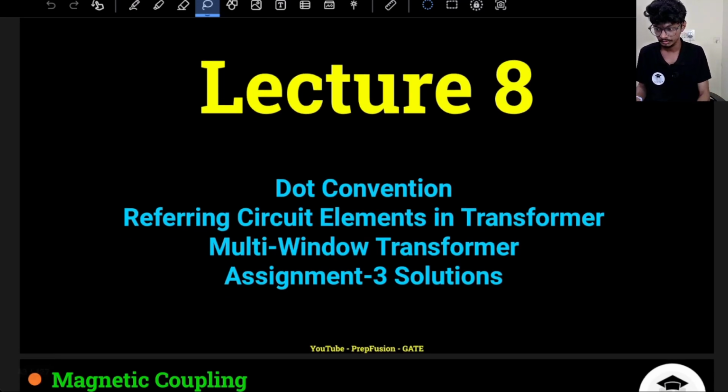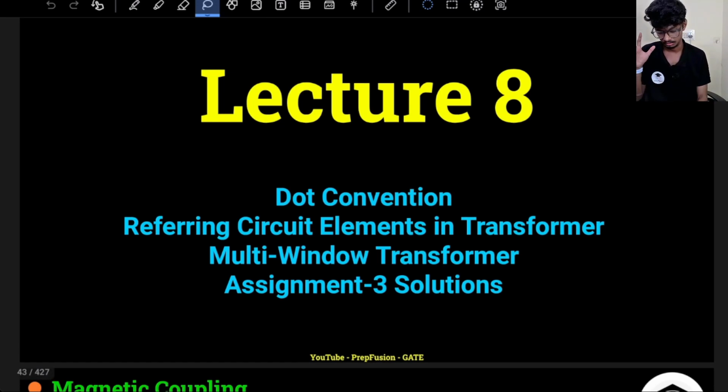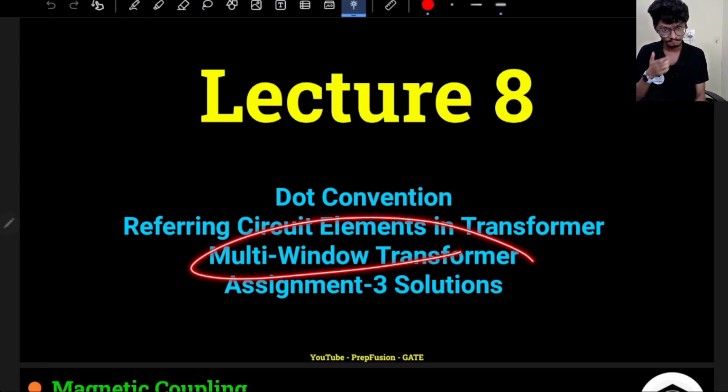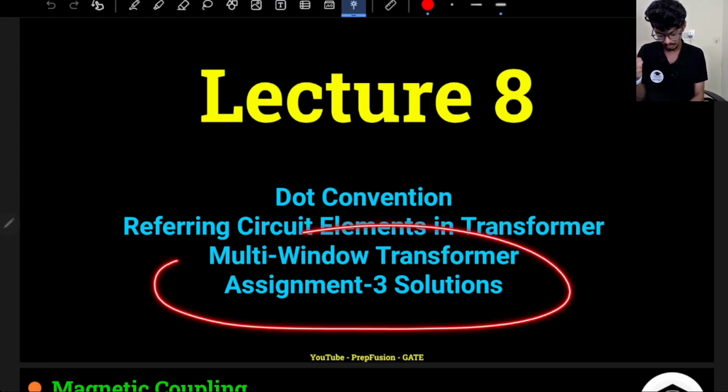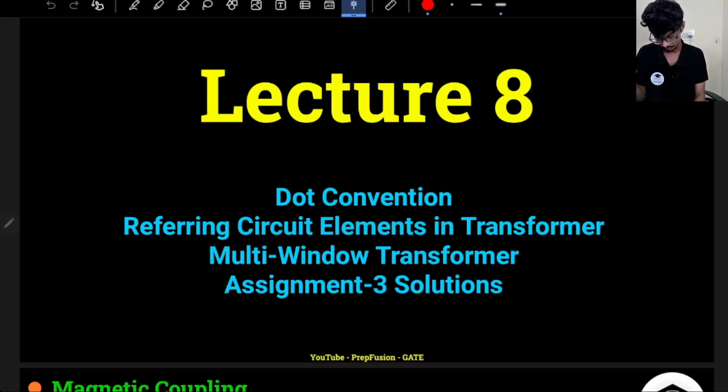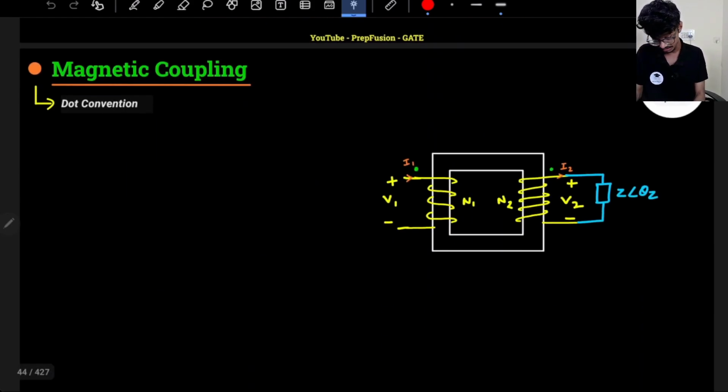I'm Anish and today we will start with lecture 8 of our electrical machines chapter. So we are discussing transformers. Today we will mainly discuss dot convention in multi-winding transformers, and about referring of circuit elements, and we will do a few questions and solve all of those. Okay, so let's start. Dot convention we have already discussed in the previous lecture.